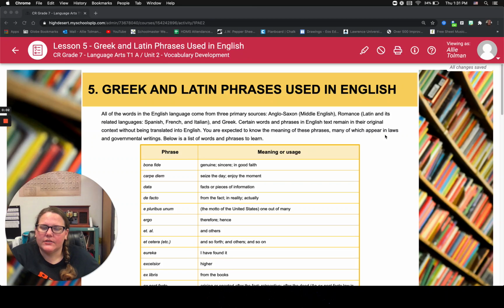7th grade ELA student. This is Miss Tolman helping out Miss Blair. We are in our Unit 2 Vocabulary Development. We are on Lesson 5, Greek and Latin Phrases Used in English.